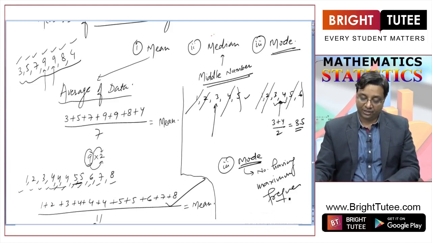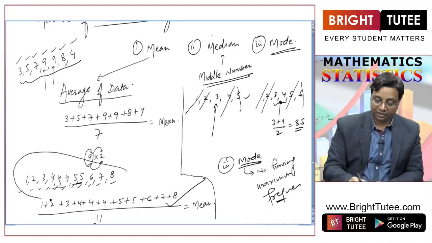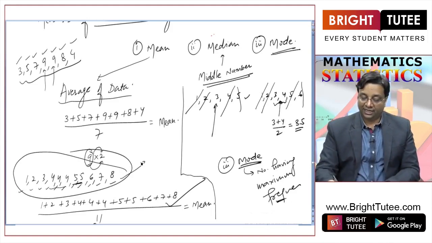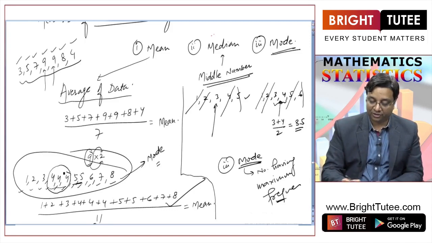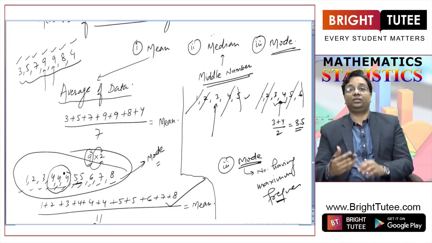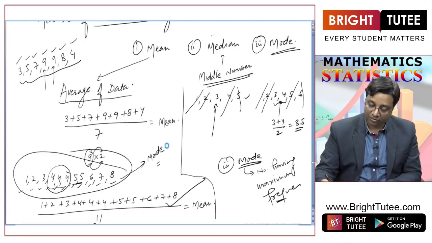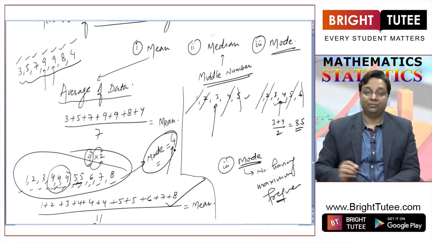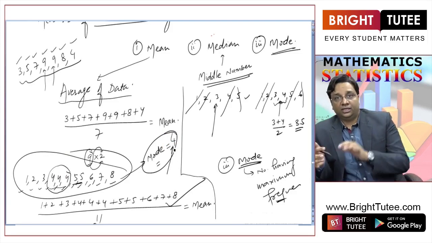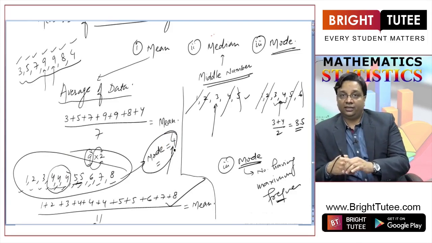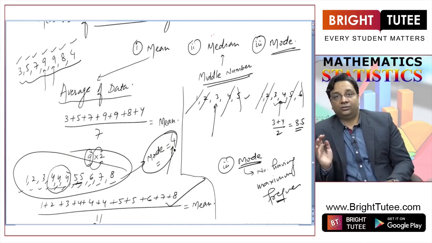For example, if this set of data was given to you and you were asked to find mode of this data, you would have simply said that 4 is appearing maximum number of times, or the frequency of 4 is 3, which is the maximum. So the mode is 4, the number having maximum frequency. So this is about mean, median and mode. Now we will go into details of these while solving these questions.